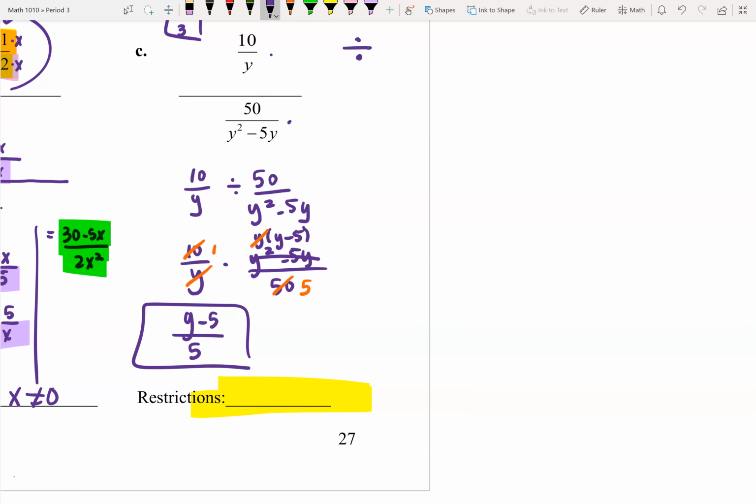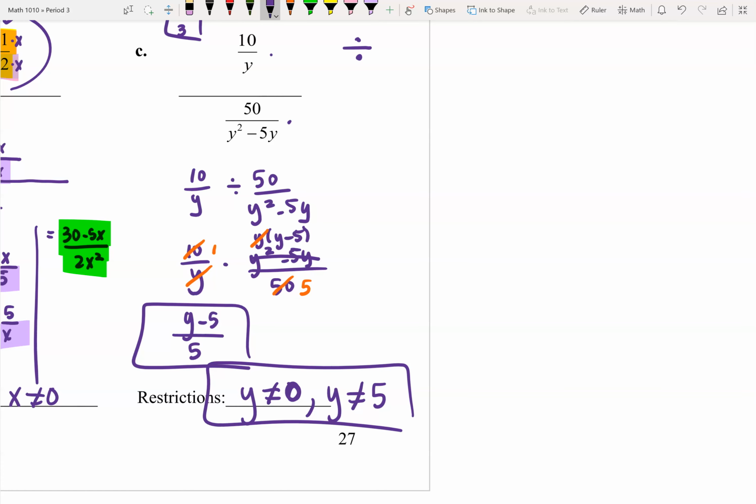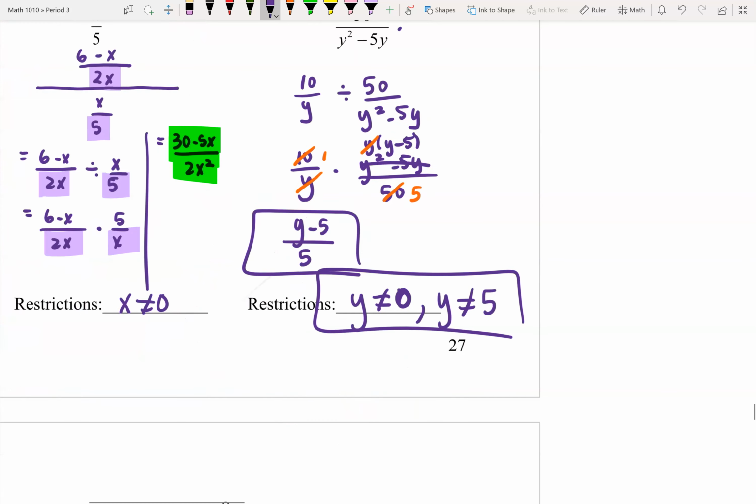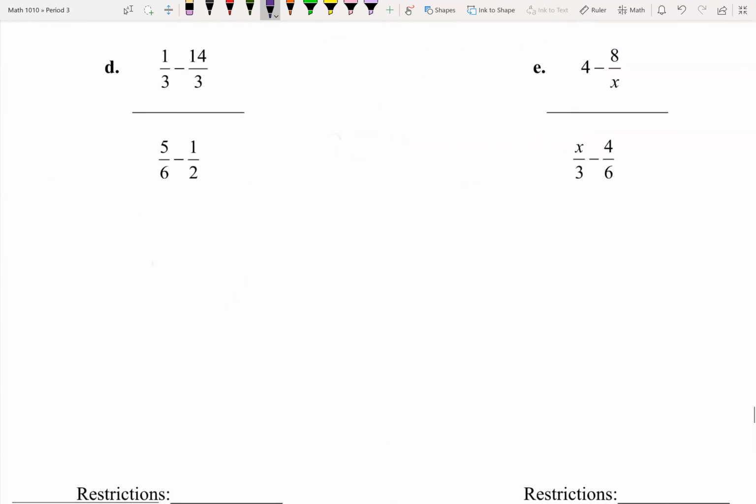Y can't equal 0 and 5. Y cannot be 0, comma. Now, in 1050, I told them it's okay if they go 0, comma 5. But now Weber State is changing their opinion on that. And so we're going to write y can't be 0, y can't be 5. So we're going to write it as 2 separate equations. And that's what they're requiring. I met with them last night. Okay, here we go. Question D.